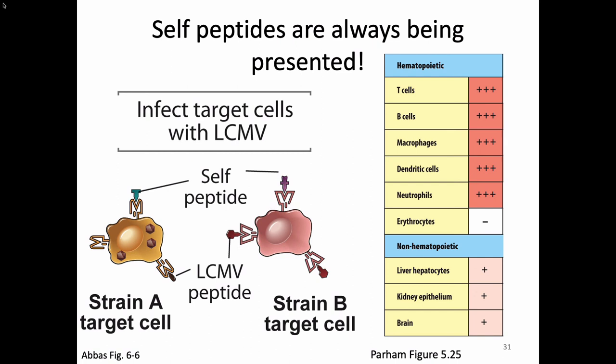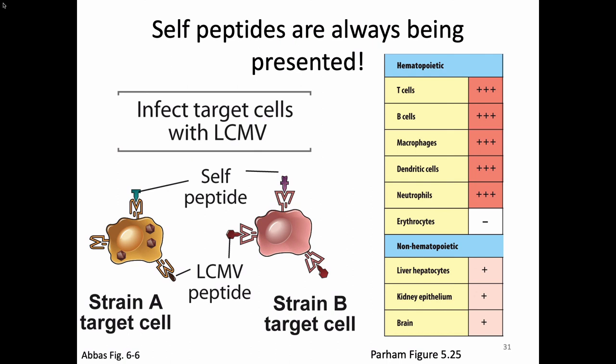This is actually so important that if a cell ever stops presenting on class 1, if a cell actually loses class 1 presentation, we have another whole arm of the immune system that kills it, because there must be something wrong with that cell. So it is, in fact, a sign of cell health for the cell to be presenting self-peptides 24/7.